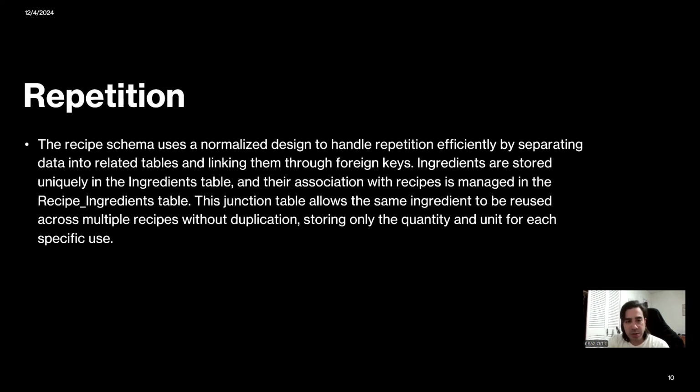The recipe schema uses normalized design to handle repetition by separating data into related tables and linking them through foreign keys. And ingredients are stored uniquely in the ingredients table, and their association with recipes is managed in the recipe ingredients table. This junction table or bridge table allows the same ingredient to be reused across multiple recipes without duplication, storing the quantity and unit for each specific use.